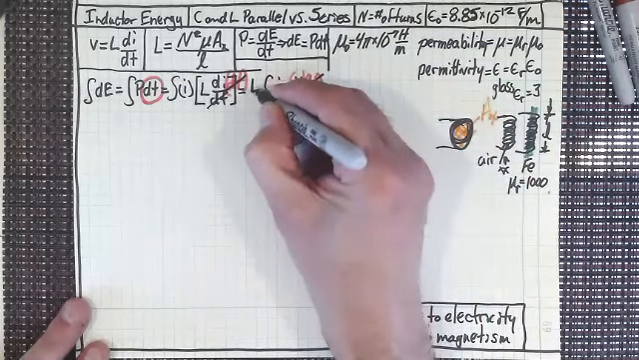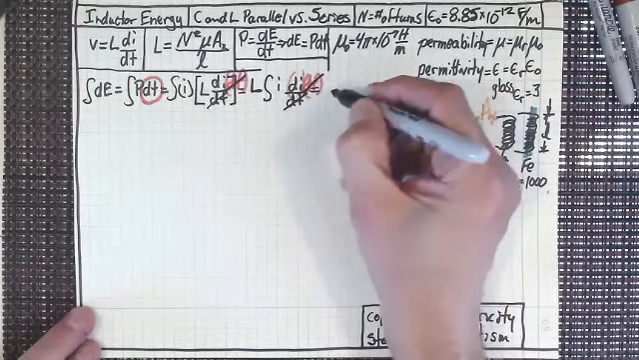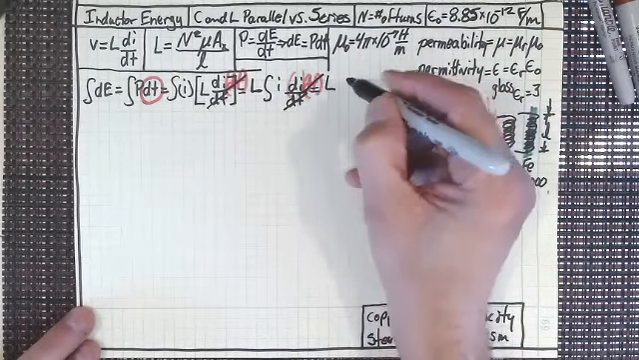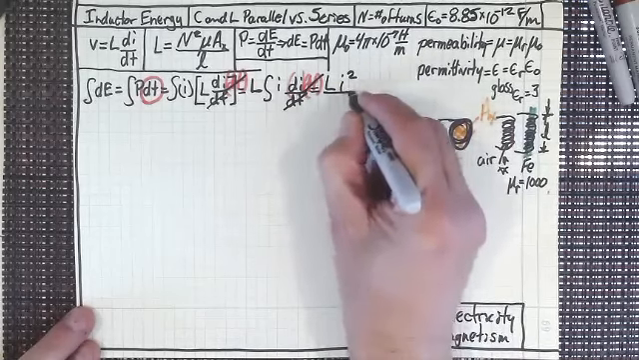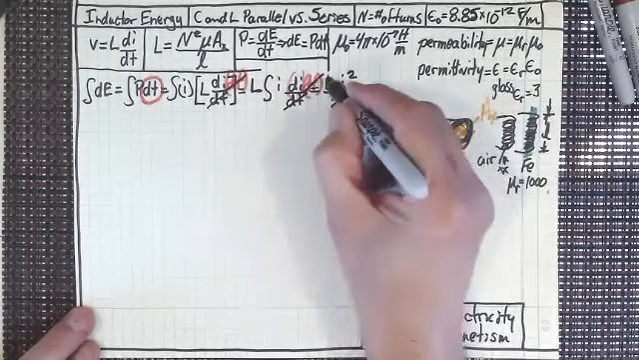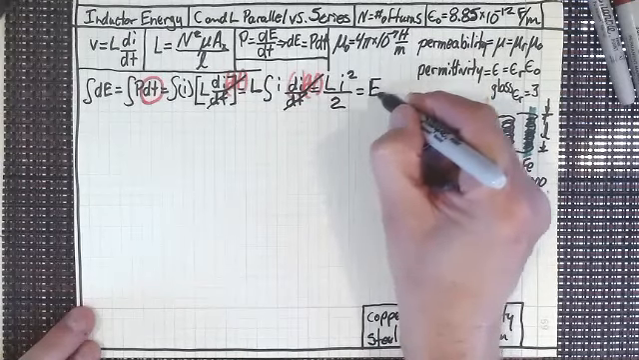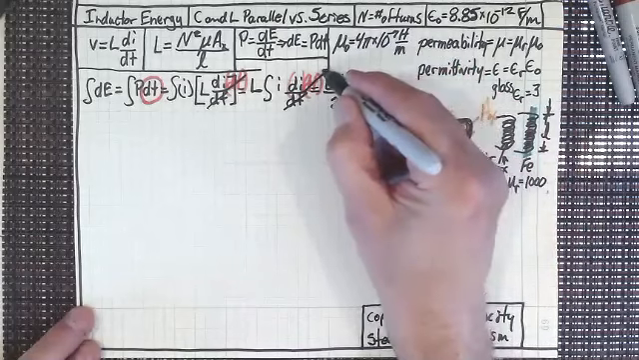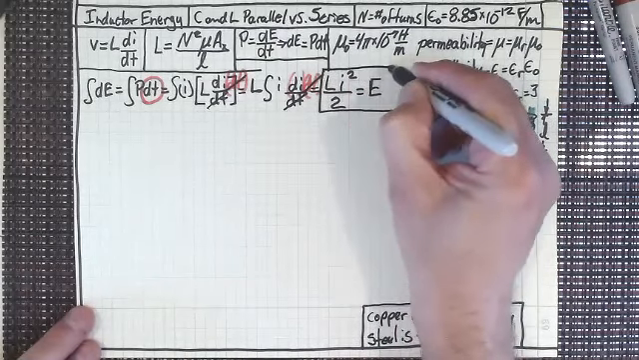That's just the value of the inductor. So I stays in here in di. And of course, what that gives us is L times I squared over 2. And that equals the energy, because I'm integrating the energy. That equals the energy that is stored in an inductor.